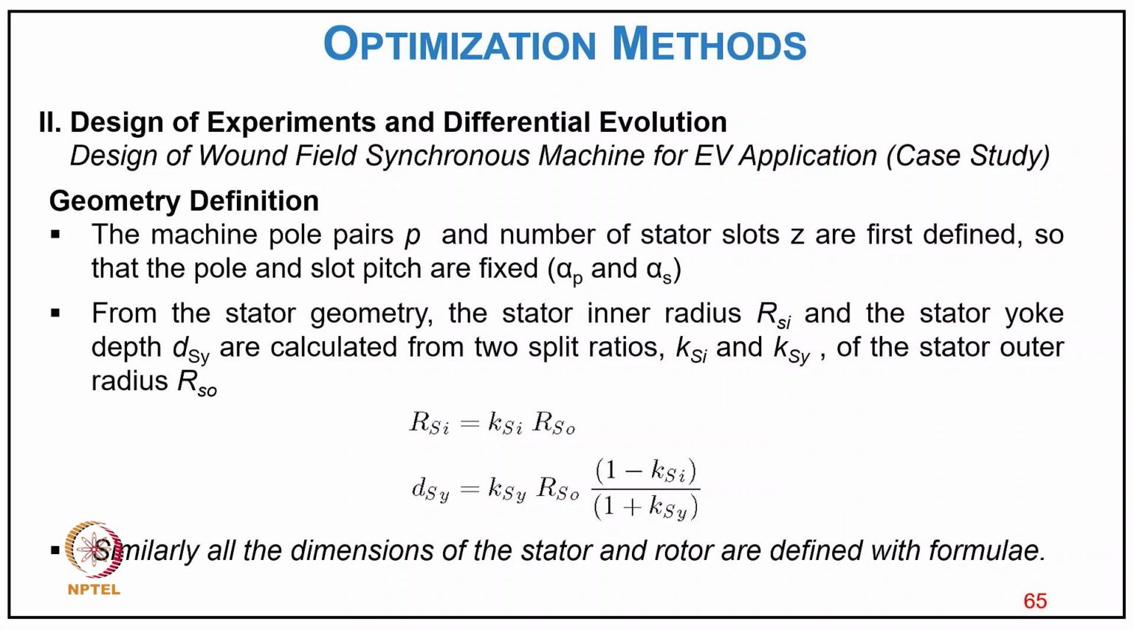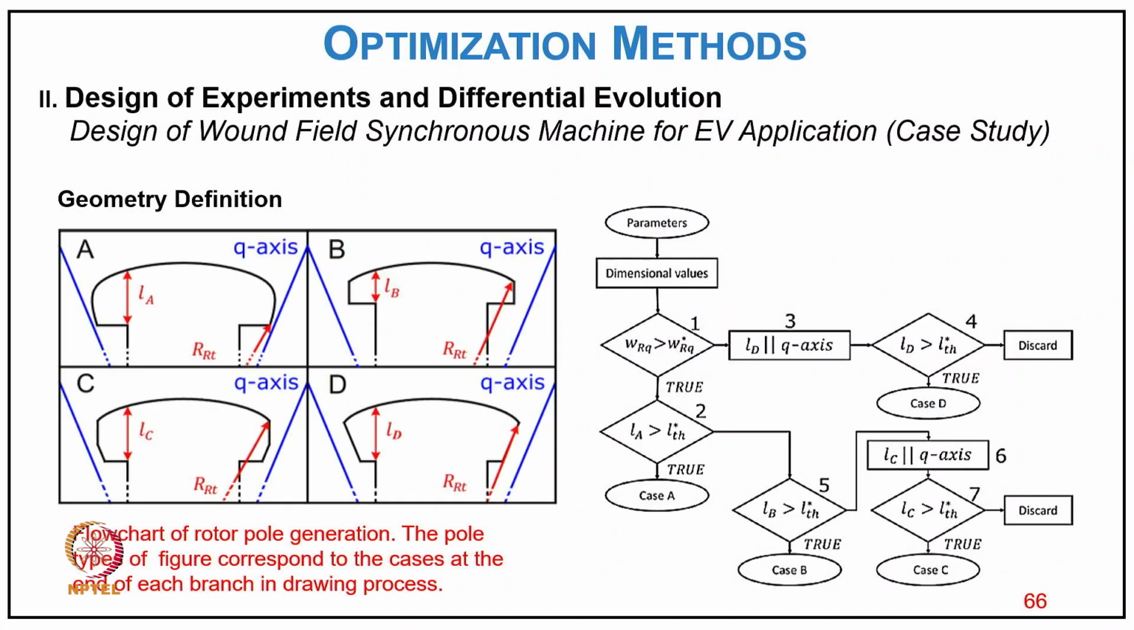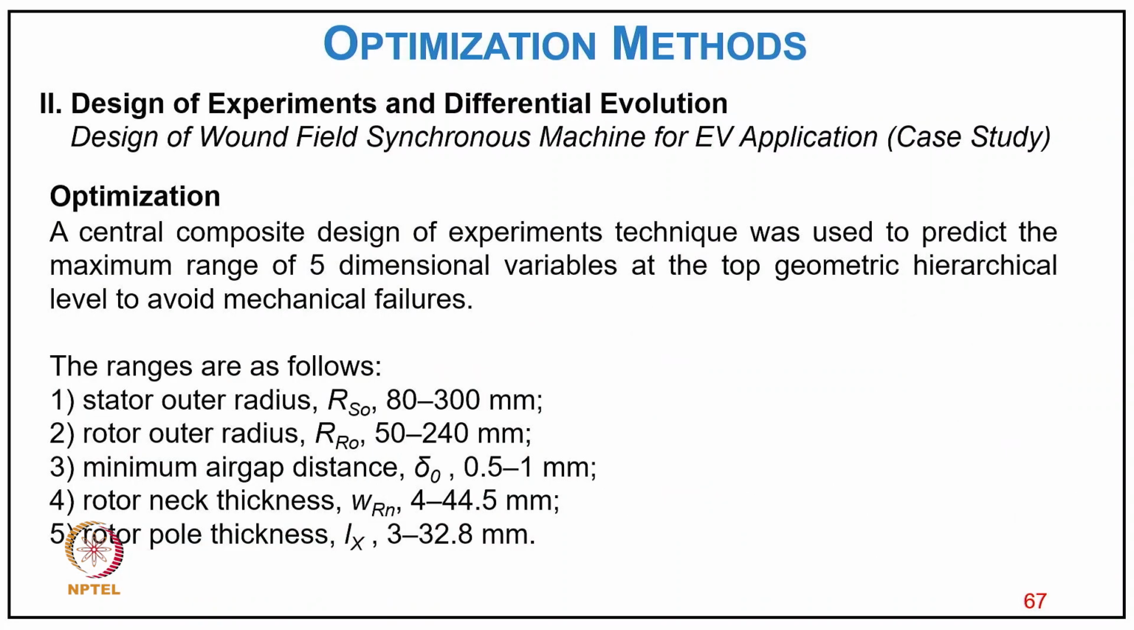Similarly, all the dimensions of the stator and rotor are defined with the formula. So typically the geometrical dimensions, the geometry definition, you can say with the different parameters shown here, and of course the flow chart for rotor pole generation, the pole type of figure is corresponding to the cases at the end of the branch. So you can see with the different logics how the flow chart is there for calculation and design of the geometry for particular objectives.